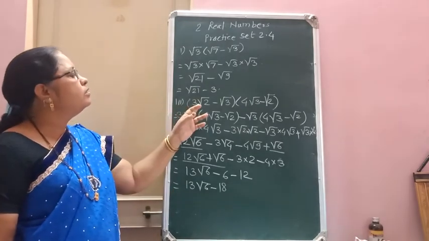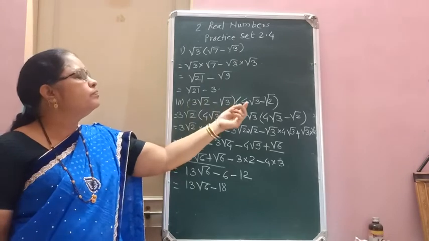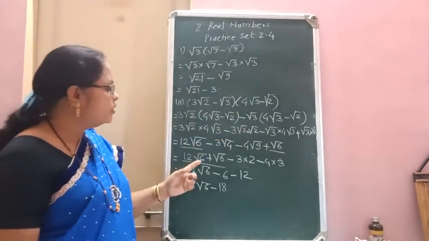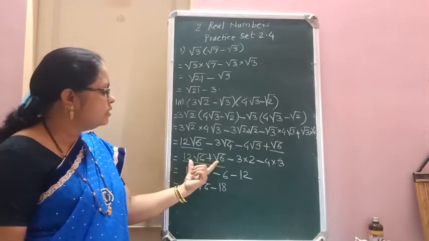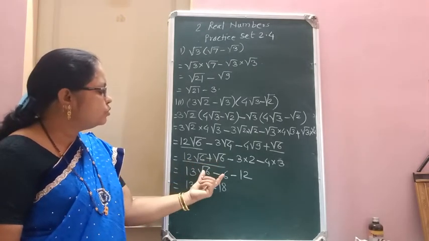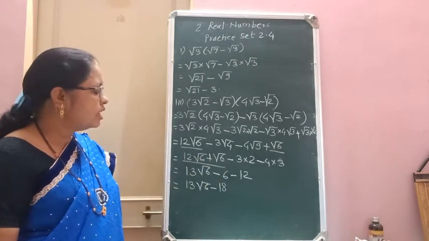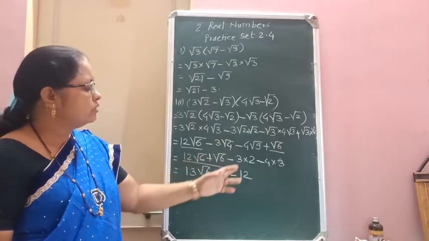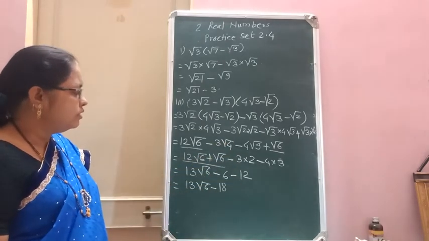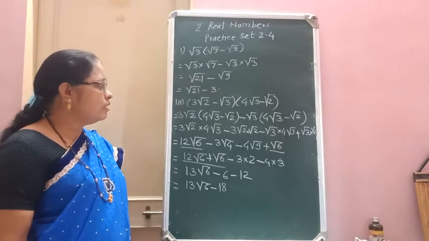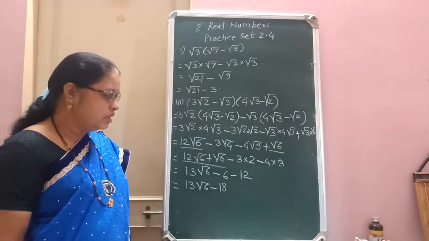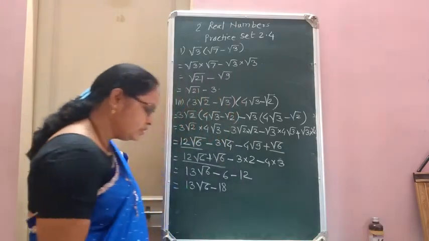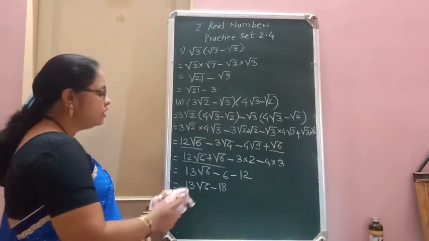So multiply each and every term by the outside term, and by taking similar factors near, we can add these two terms, 12 root 6 and plus root 6, and then this product you have to do in this way. You have to multiply the given numbers. In the second example, we have to rationalize the denominator.